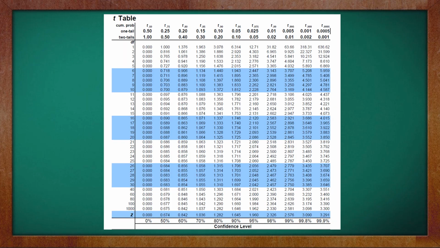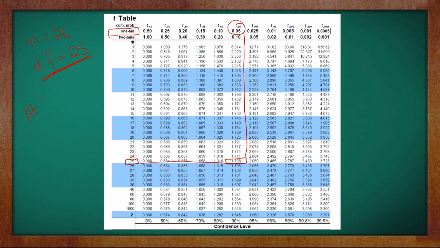So let's go to the table. One tail, I have already discussed with you. This is one tail, 5% level of significance. Now, in this question, how many shops are they saying? 26. I have already discussed the degree of freedom: 26 minus 1, 25. So now you have to see where 25 is. This is 25, and corresponding to this at 5%, what is the value? This is the value.